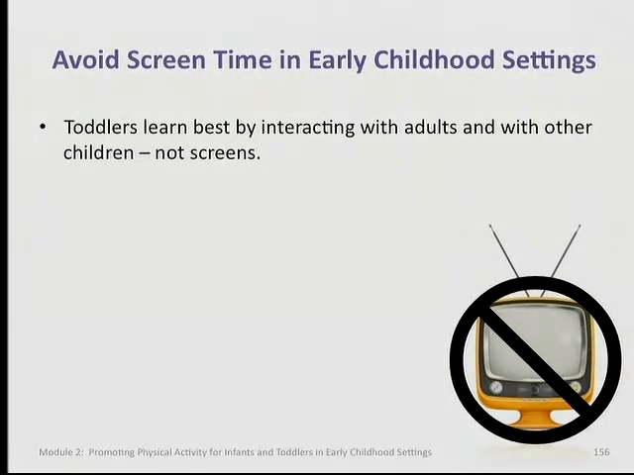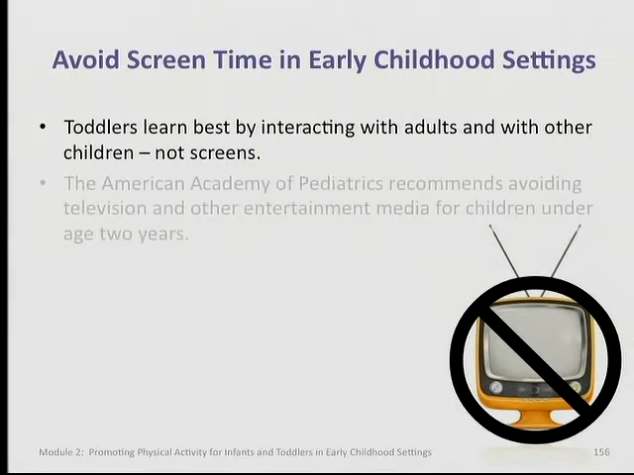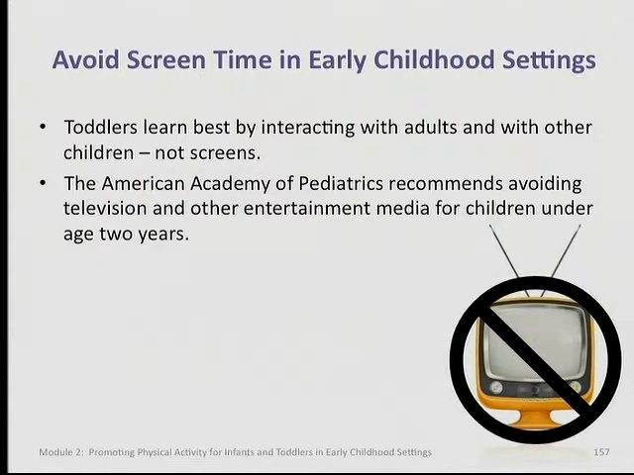Toddlers learn best by interacting with adults and with other children, not screens. The American Academy of Pediatrics recommends avoiding television and other entertainment media for infants and children less than 2 years of age. Television programming and other media are businesses. Part of marketing is to convince parents and caregivers that media is beneficial. However, even educational programming showing physical movement is less beneficial than physical activity with a real human.